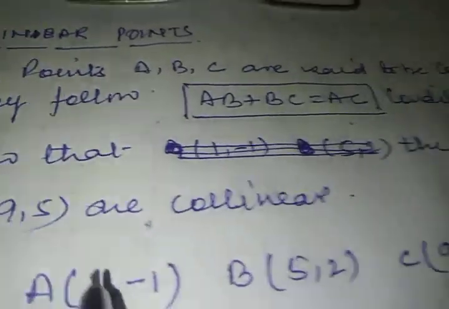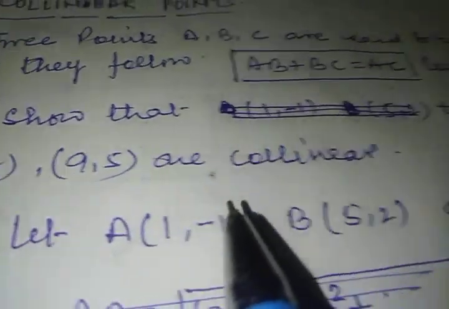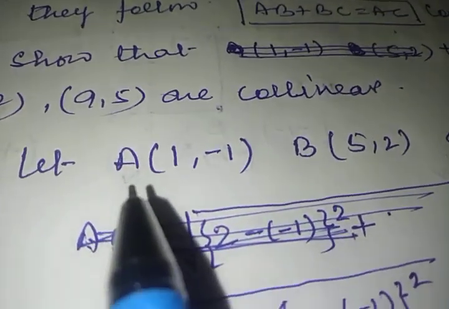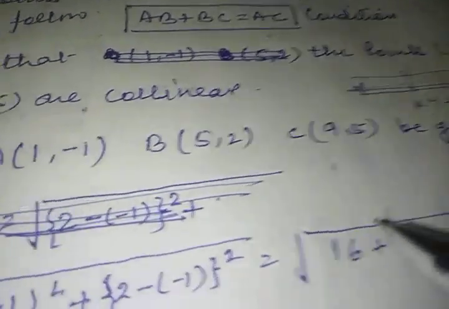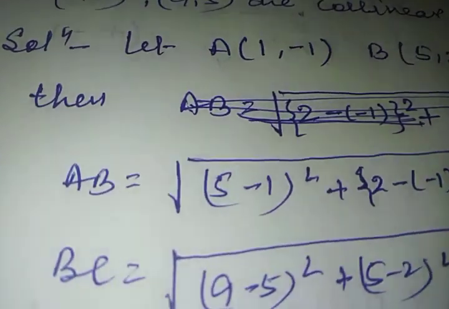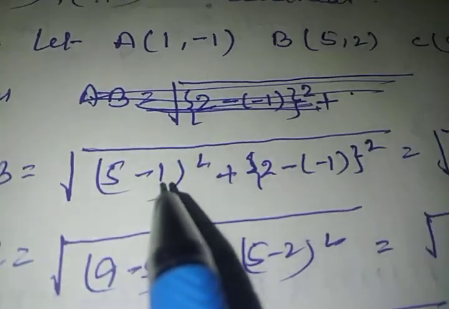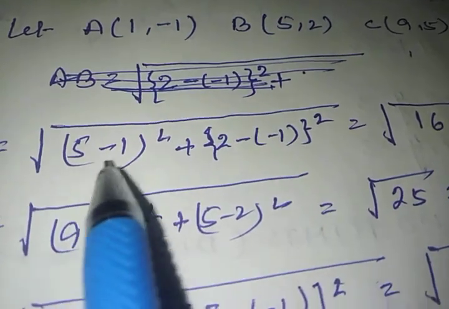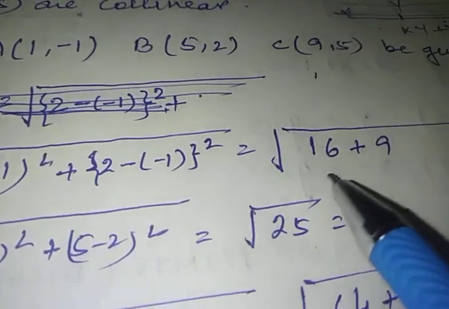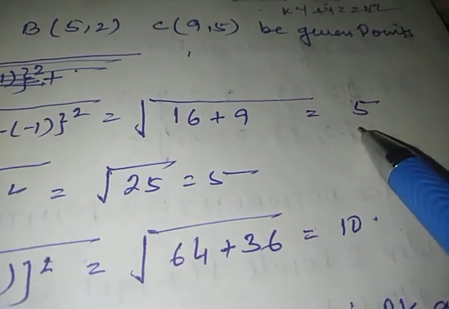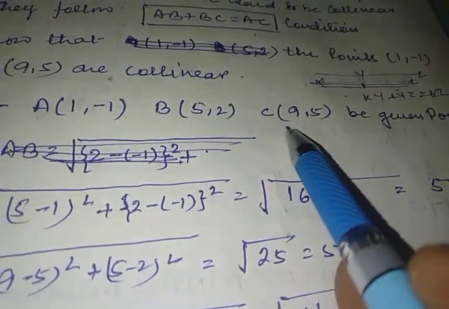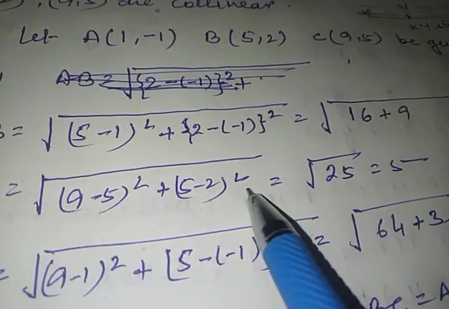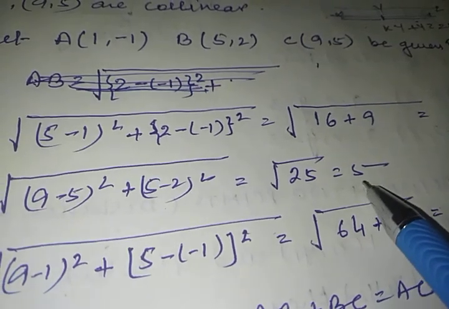Now see here, show that the points (1, minus 1), (5, 2), (9, 5) are collinear. So taken here A(1, minus 1), B(5, 2), C(9, 5). First we'll find AB. AB is coming to be like this: (x2 minus x1) square, (y2 minus y1) square, 16 plus 9, that is 25. It will be 5. Then you have BC. B is here, C is here. (9 minus 5), (5 minus 2) whole square. This is root 25. This is 5.